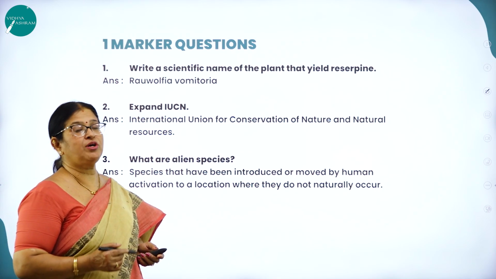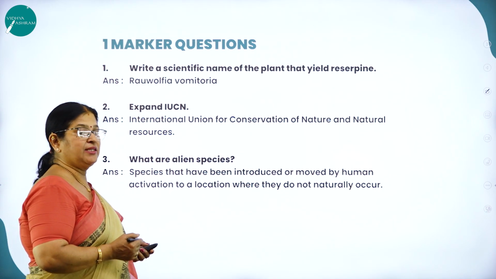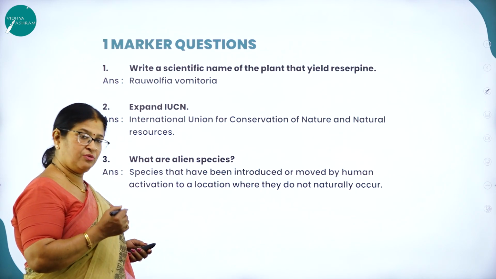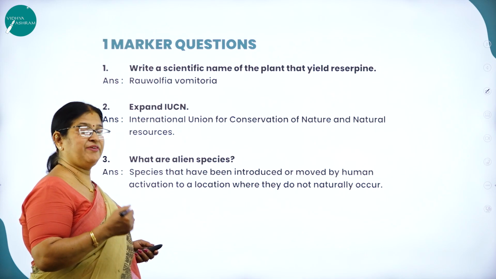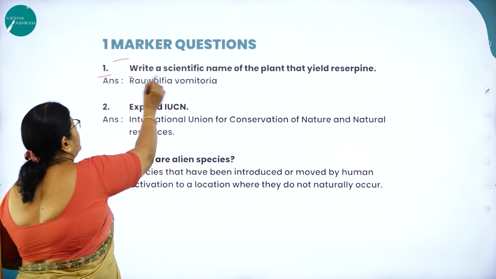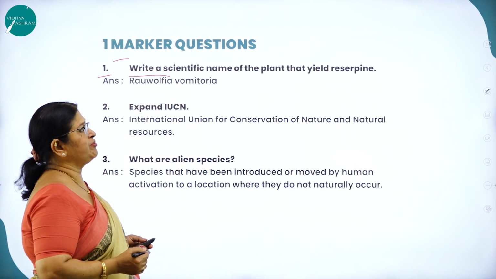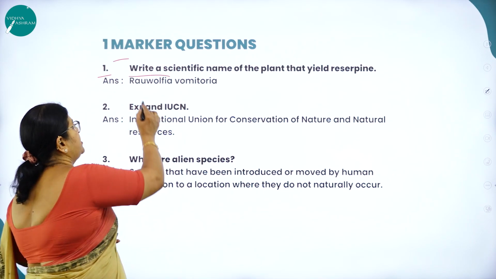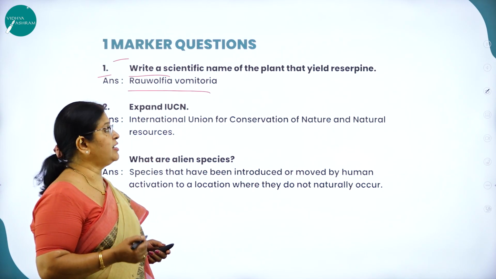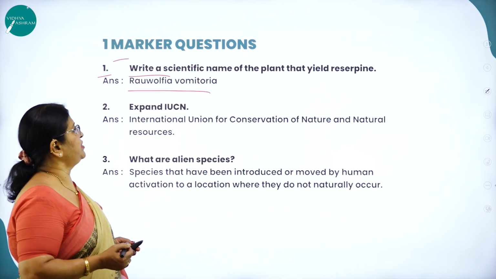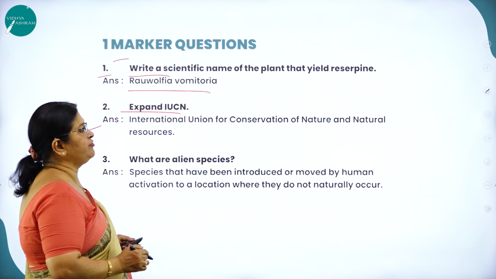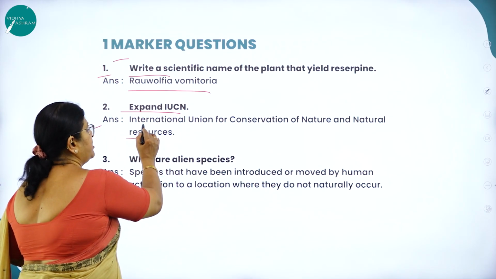Moving on, as I said, what will be the type of questions asked? The weightage of marks for this chapter is 4 marks, like 2 marker questions, you'll get 2 questions. But as I said, even in 2 marker questions, you may have a split question for 1 plus 1. So let us understand what might be the 1 marker question. Write the scientific name of the plant that yields reserpine. That is Rauwolfia serpentina, which is a medicinal plant grown in the Himalayas, where an alkaloid called reserpine is extracted from this plant. Expand IUCN: International Union for Conservation of Nature and Natural Resources.